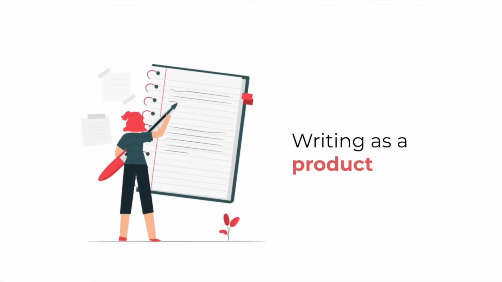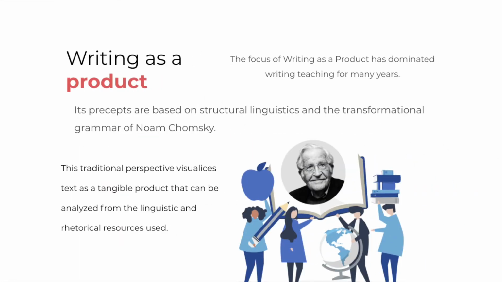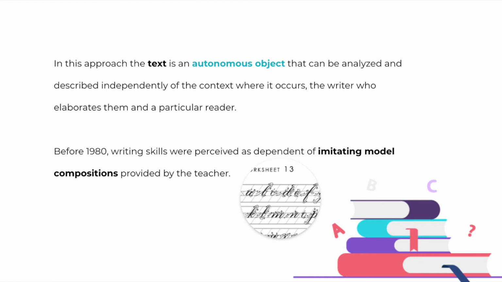Writing as a product. This focus has dominated writing teaching for many years. Its concepts are based on structural linguistics and the transformational grammar of Noam Chomsky. This traditional perspective visualizes text as a tangible product that can be analyzed from the linguistic and rhetorical resources used. The central premise of this approach is that texts are autonomous objects that can be analyzed and described independently of the context where they occur, the writer who elaborates them, and the particular reader.